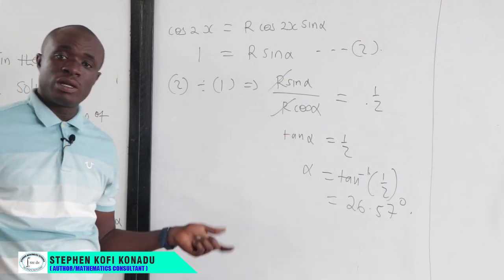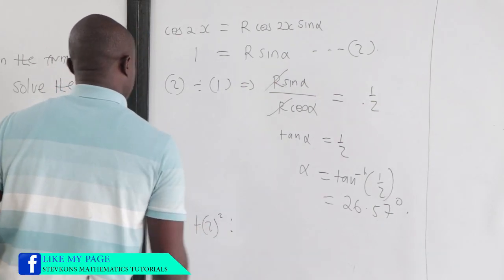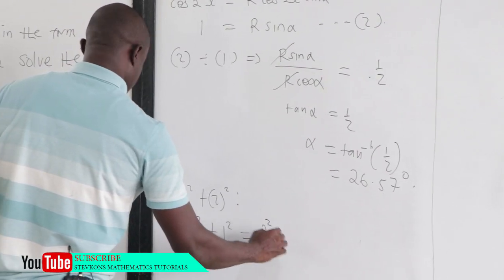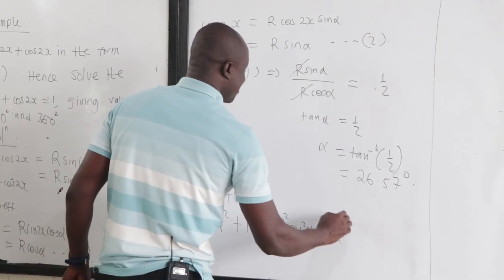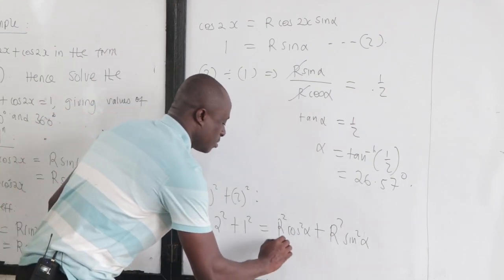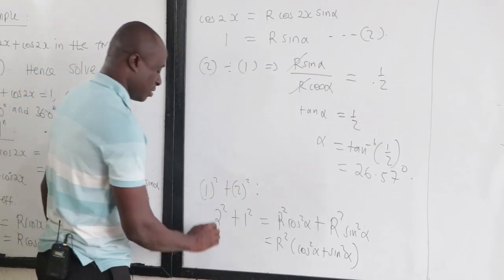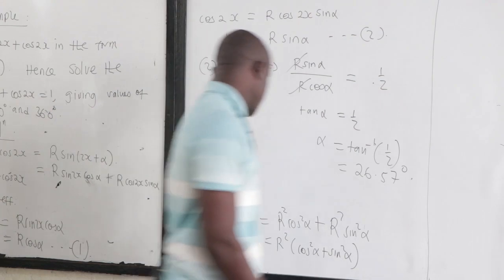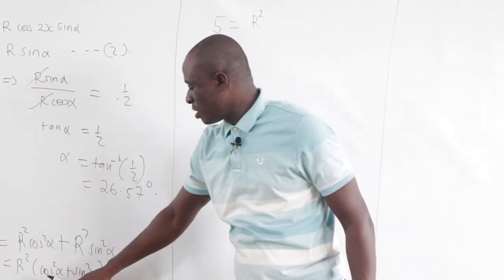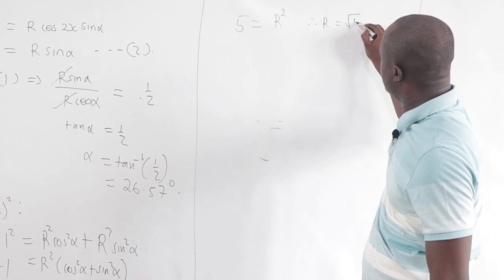How do you find r? By squaring equation 1 and adding it to the square of the second equation. So that is 2 squared plus 1 squared equal to r squared cos squared alpha plus r squared sin squared alpha. Now r squared is common, so we can factorize r squared out, leaving cos squared alpha plus sin squared alpha. The left side gives us 4 plus 1, which is 5. Now cos squared alpha plus sin squared alpha is 1. We have 5 equal to r squared, therefore r equal to square root of 5.